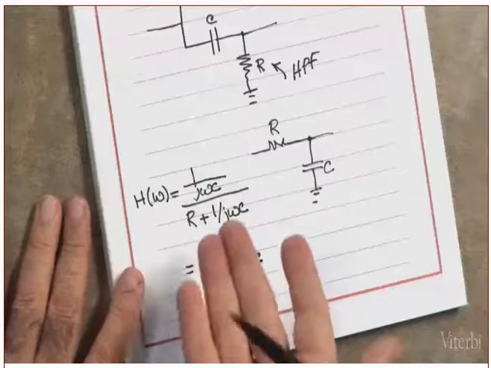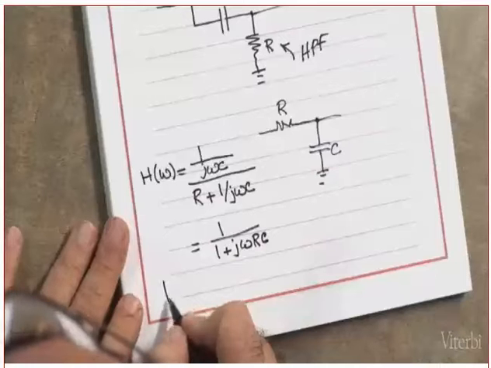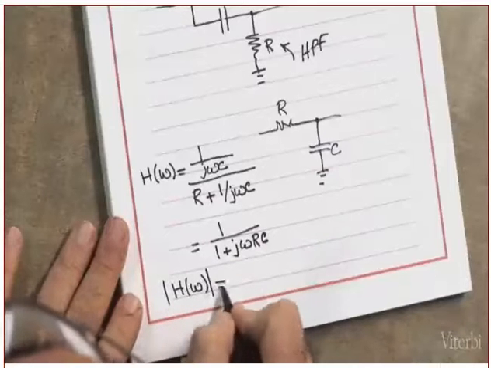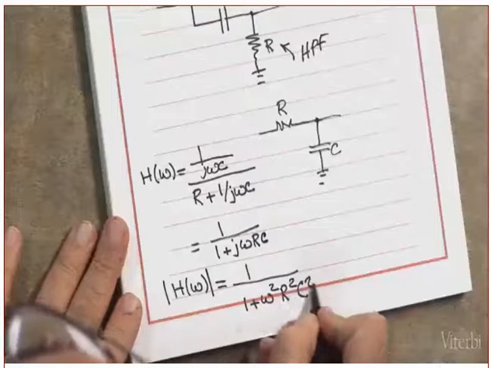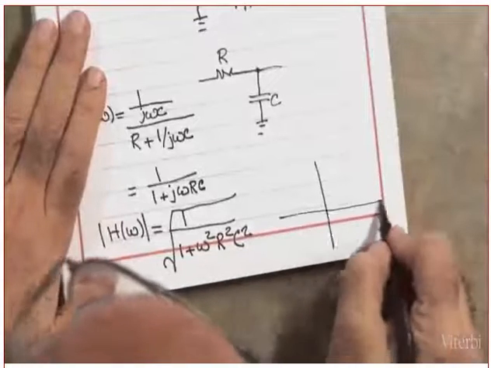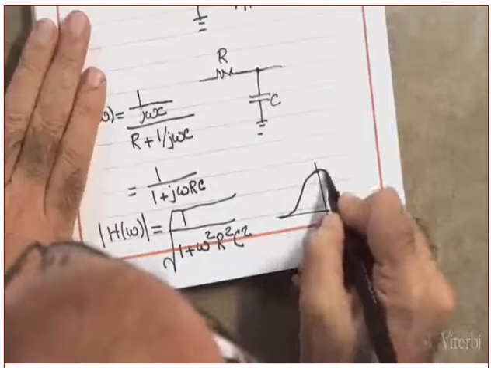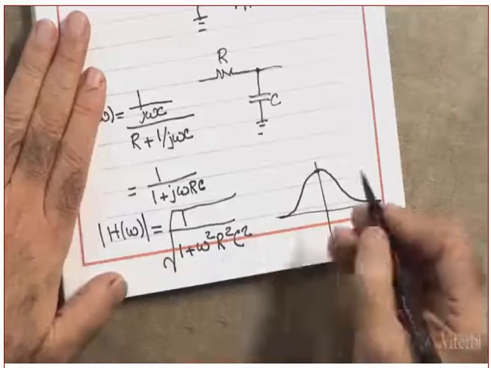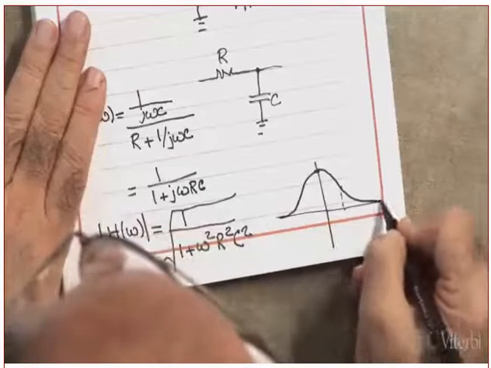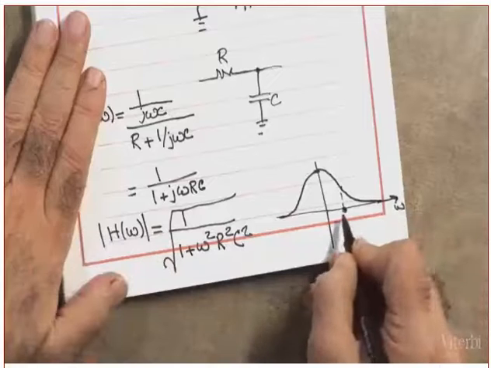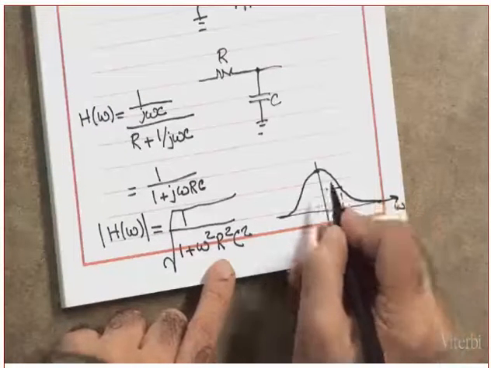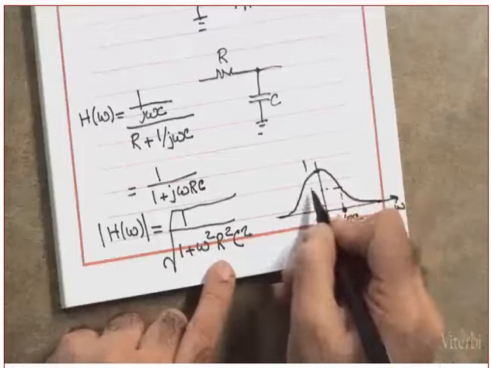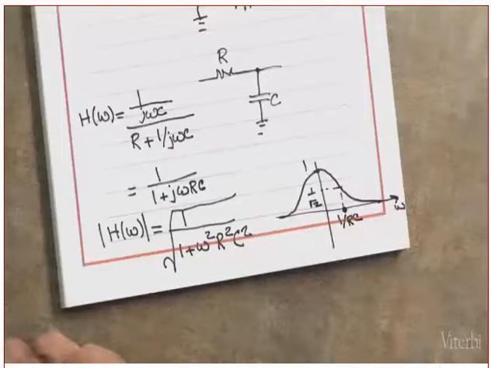Why? Because it's complex. What is the magnitude? The absolute value of H of omega is 1 over the square root of 1 plus omega squared R squared C squared. And how do I sketch this? This is how I sketch it. At this point, what is this value here? Omega is 1 over RC, and what do I call this one? That's the 3 dB point. So this is 1 over square root of 2. You agree? Okay.